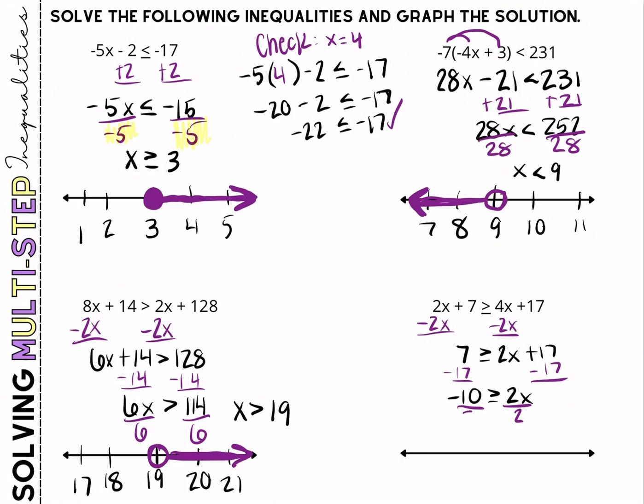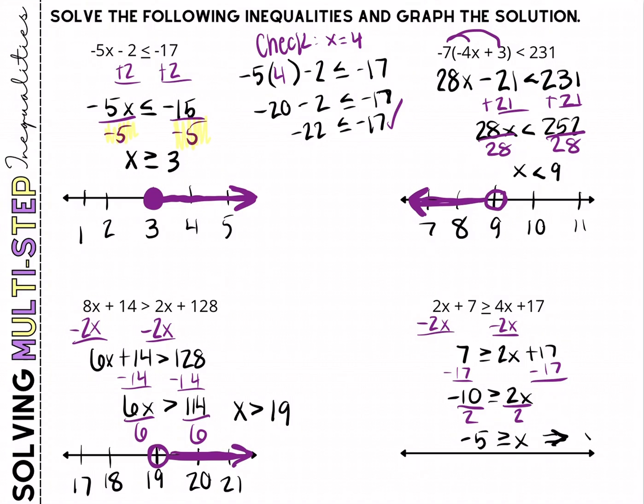Now, I'm dividing by a positive 2. Just because the 10 is negative does not mean you flip the sign. You only flip the sign when you're multiplying or dividing on both sides by a negative. I'm dividing by a positive 2, so the sign does not change. So I have -5 is greater than or equal to x. Now, you can still graph this if you really think about it. -5 is greater than or equal to x, so x has to be less than or equal to -5. But if you wanted to rewrite it, you can.